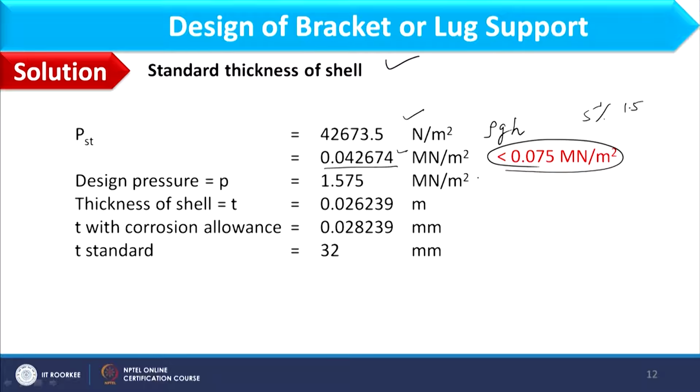So, here we have this is the design pressure, and further calculation is similar to what we have discussed in previous lectures for design of shell. So, this is the minimum thickness of shell by standard expression. Adding corrosion, it gives 28.24 mm thickness, and then standard is available at 32 in table B1. So, standard thickness of shell is 32 mm.